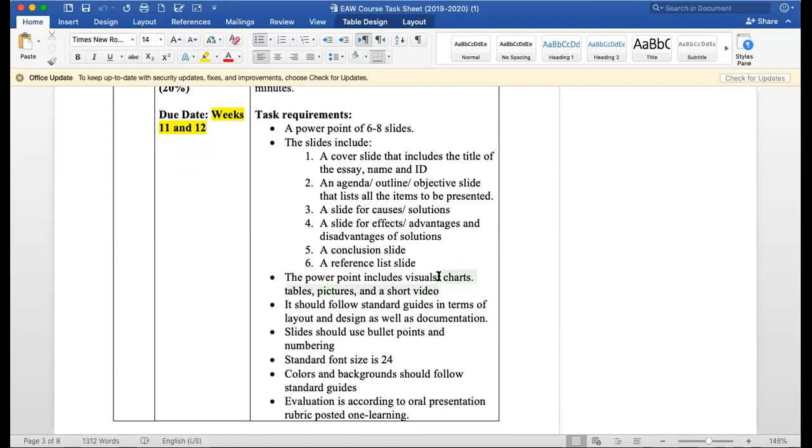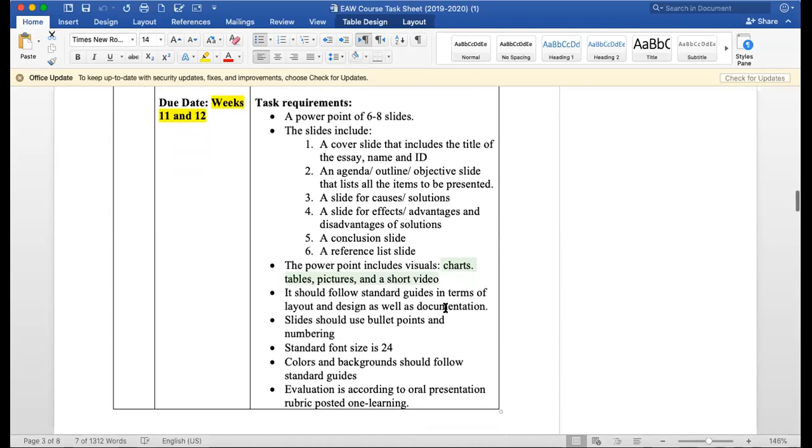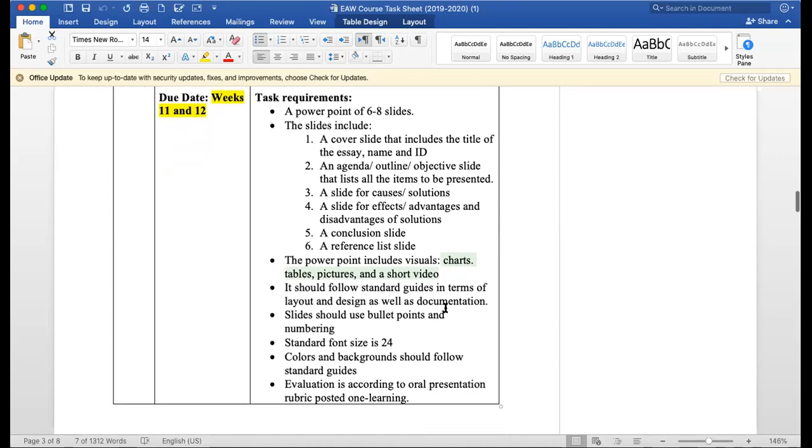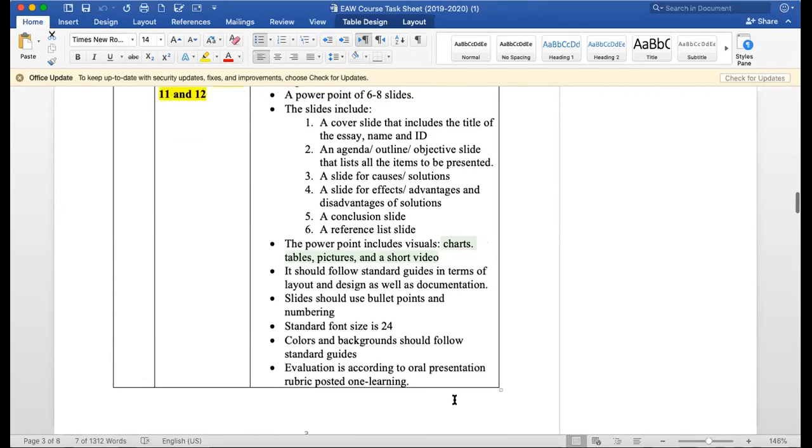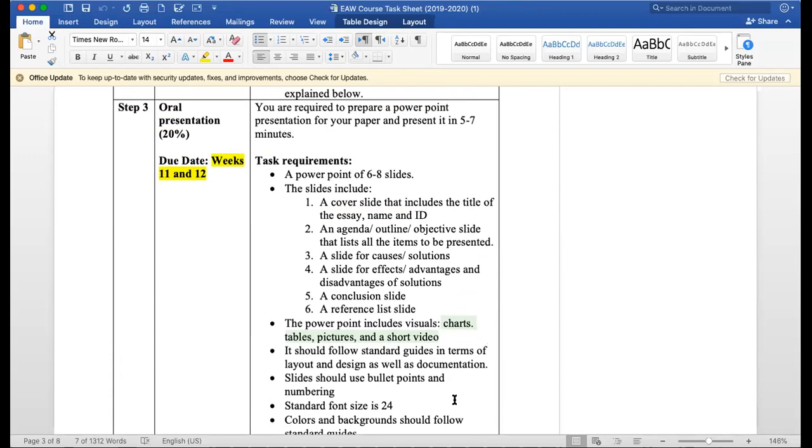It should include a lot of visual things: charts, tables, pictures, short videos. It should, of course, follow the standard guidelines. It should be formal, not very colorful, as it's something formal. So I'm going to show you a lot of examples. I'm going to upload lots of examples on e-learning. I'm going to tell you how we are going to do the narration for the PowerPoint, but I don't want you to worry about this now.